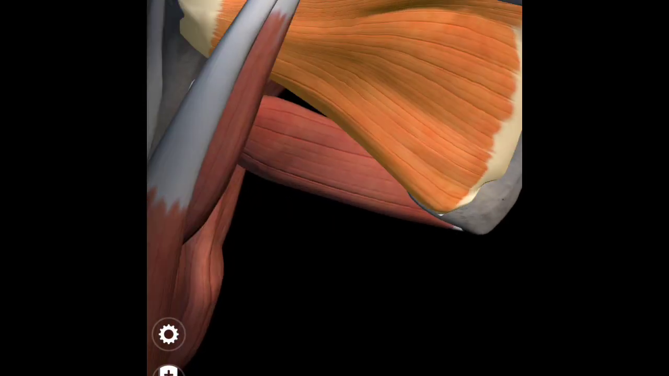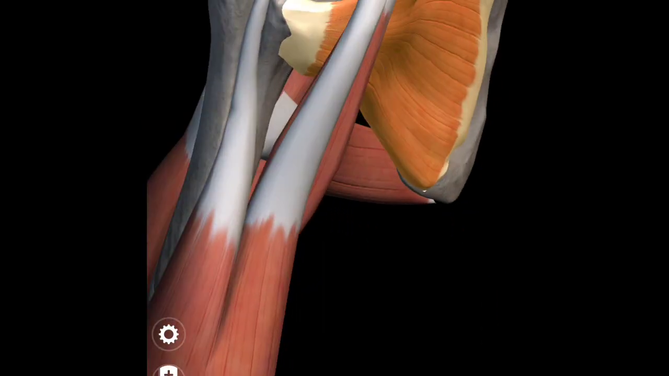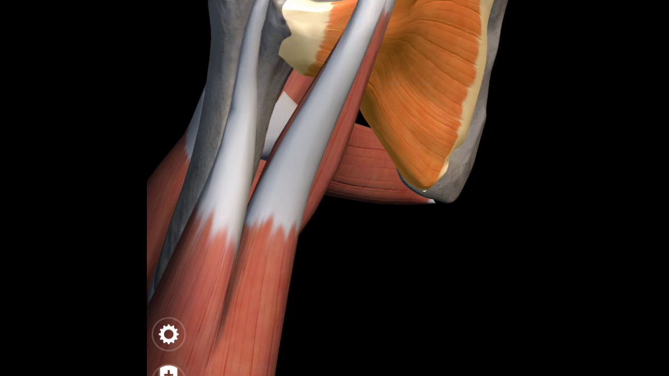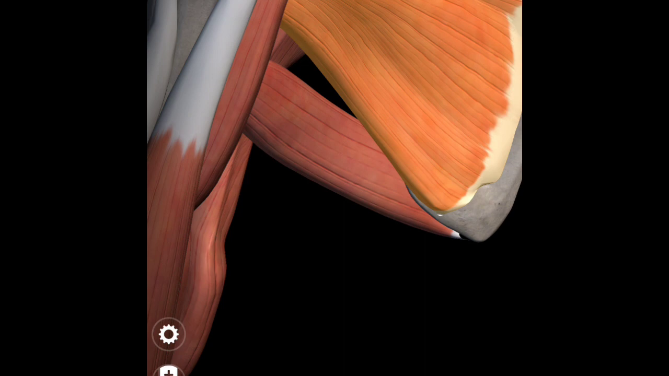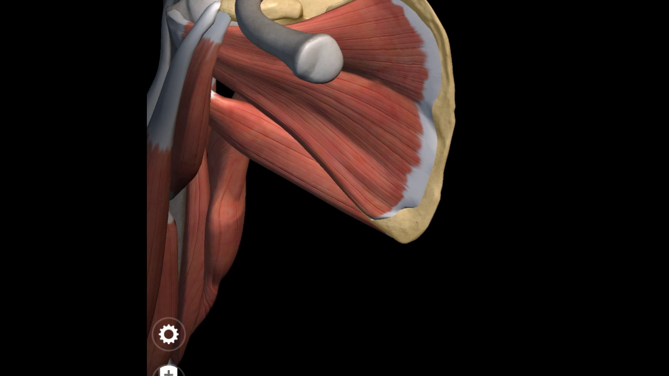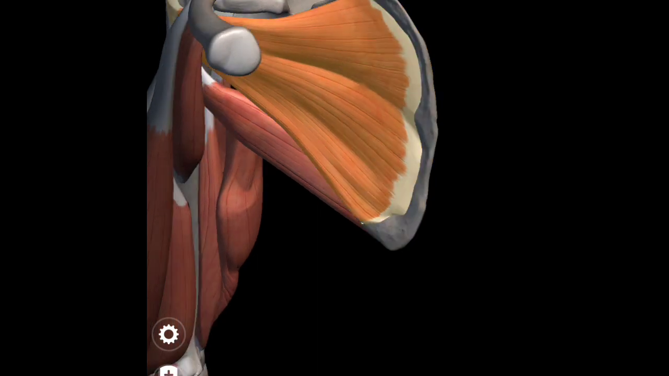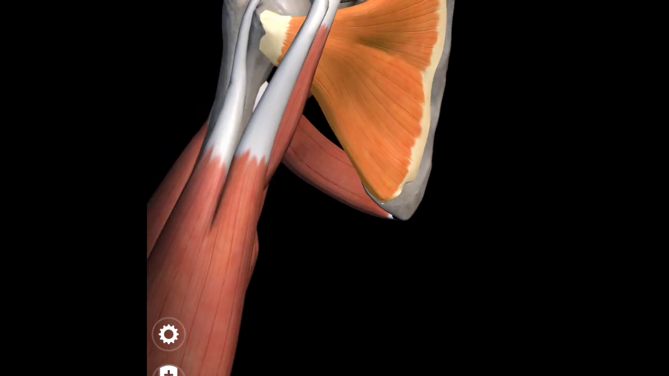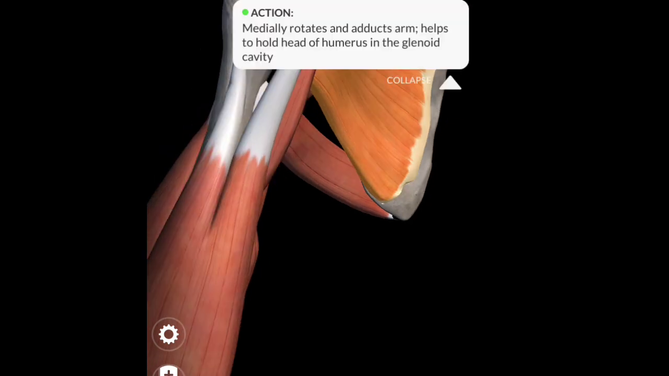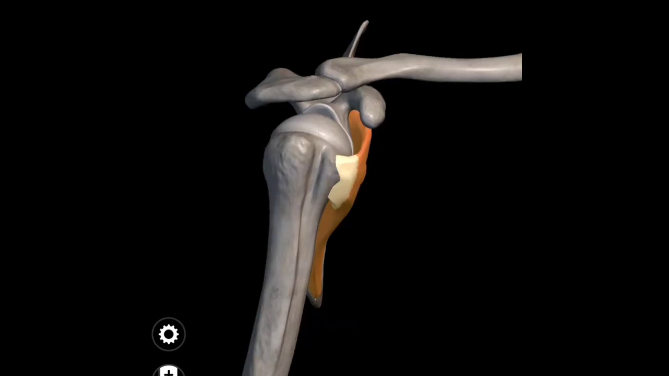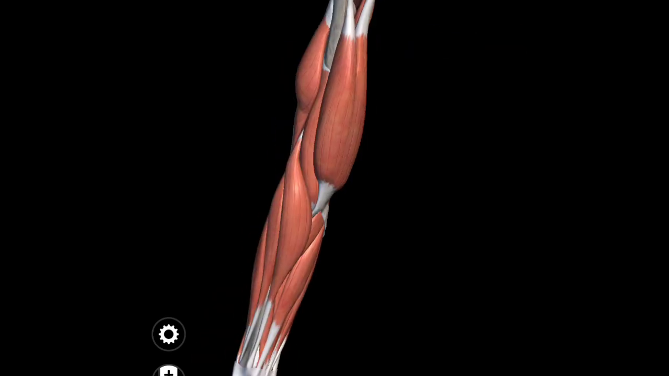Now come here, this is the subscapularis, and it is supplied by the upper and lower subscapular nerves. This is the subscapularis muscle, because this is the scapula, and on this scapula the subscapularis muscle is present, and it is supplied by the upper and lower subscapular nerves. Now I will hide it.